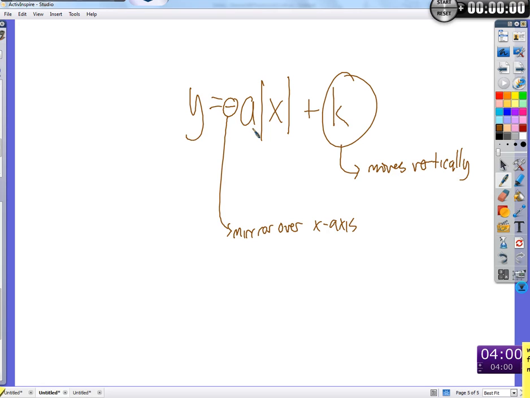We can call it A, right? And what did A do to the graph? Did multiplying it by a number do? It affects the steepness, right? So two things could happen, we can split it up into two things. Bigger than 1, so like two or three or three halves or something like that, made it more steep. And if it's less than one, less steep.